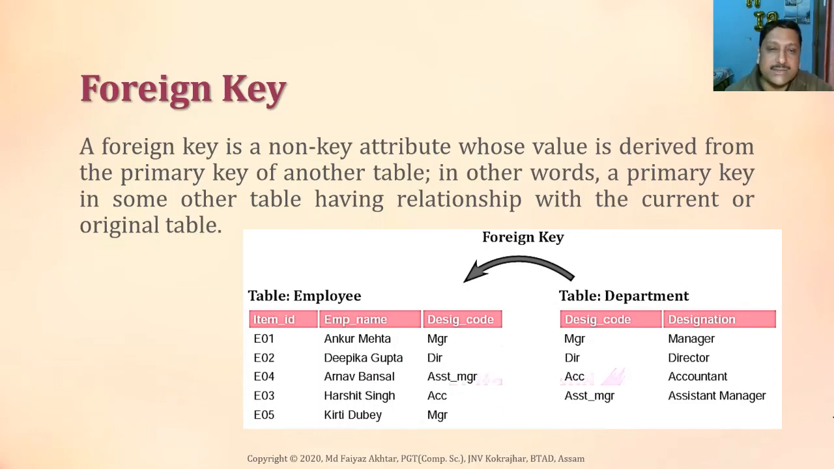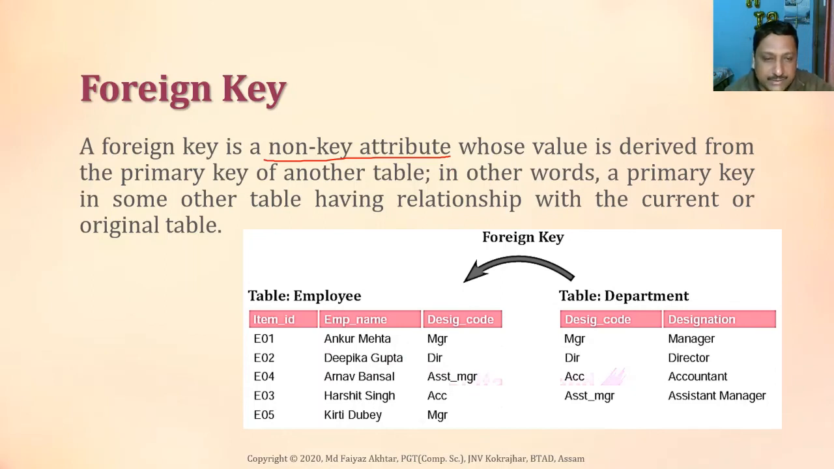Here you can see the example. And what is this foreign key? It is a non-key attribute. Non-key attribute means it need not be a unique value in each and every row. So the foreign key is defined in another table, and the values in that column are taken from the primary key of the other table.